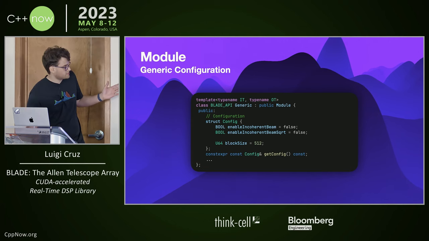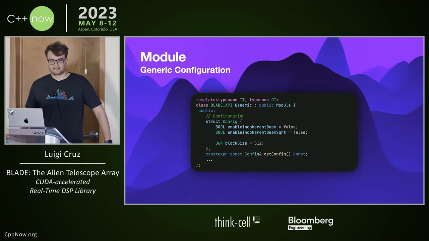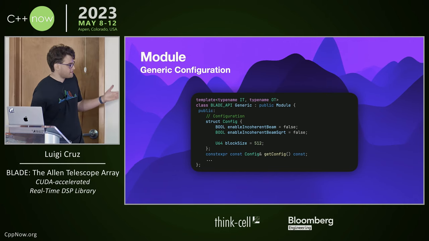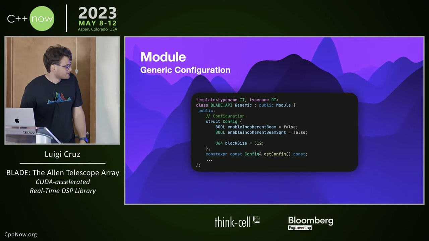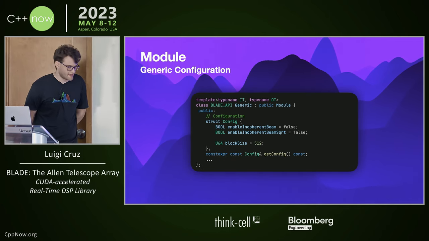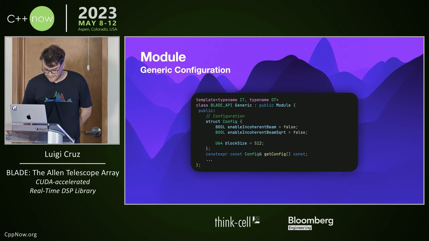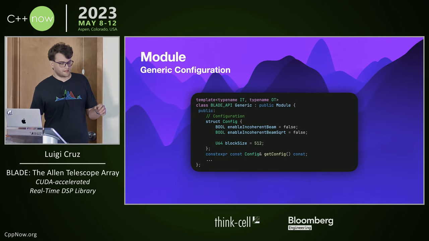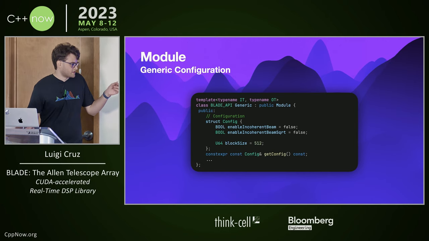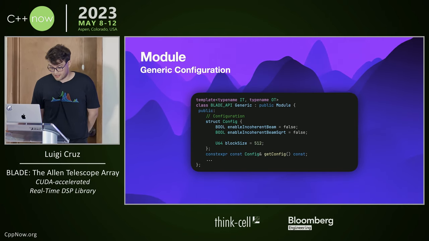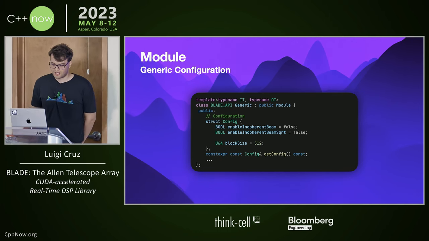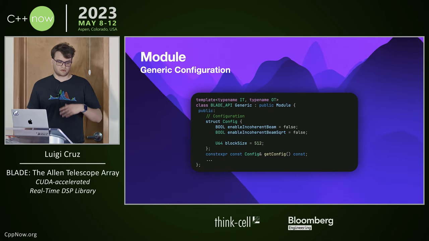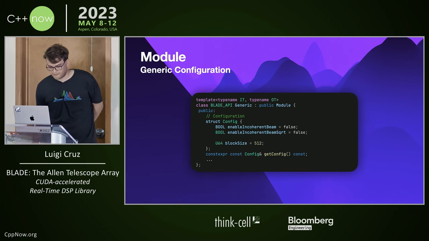So this is the configuration struct of the module. It's an arbitrary set of parameters that are required for the kernel creation, such as enable this thing, enable that thing. It also has a block size, which is for CUDA reasons. The configuration can't be modified after initialization, but this struct can be read with getConfig. It's a nice addition. So this is set and forget: you configure, and then you need to destroy and create again to modify something here.